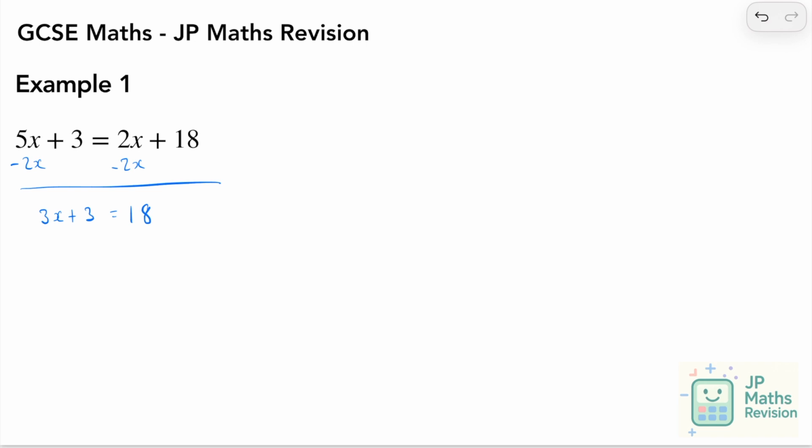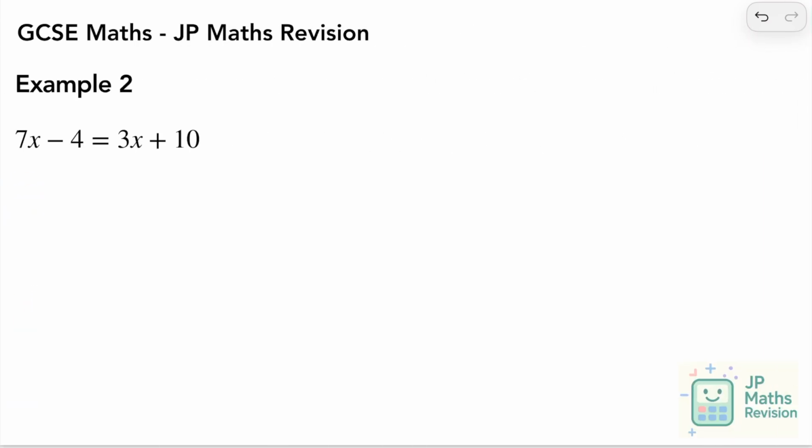So now we've got rid of the 2x, and so we now only have one x term, and it's now just an ordinary two-step equation. So we need to get rid of the plus 3, and we need to get rid of the multiply by 3. The opposite of adding 3 is subtracting 3, so we subtract 3 from both sides, and we end up with 3x equals 15. Now the opposite of multiplying by 3 is dividing by 3. So we end up with x equals 5, and that is the answer to that question.